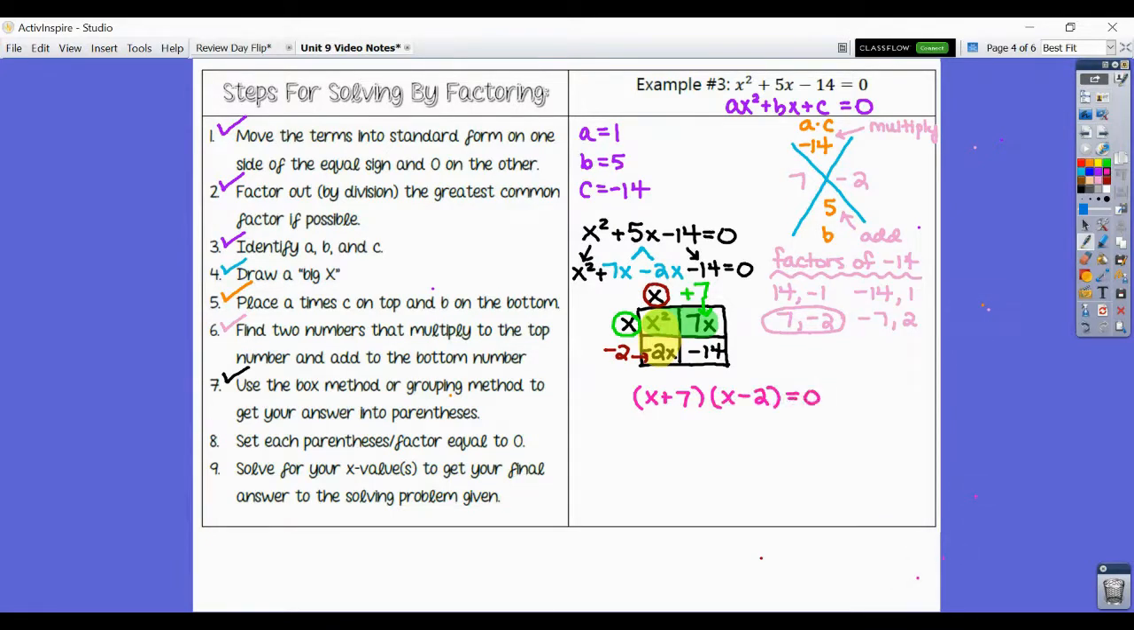I set that equal to 0, and then each parentheses gets equal to 0. That is step number 8, which I will then solve for. To get x by itself on the left side equation, it's going to be subtracting 7 away because opposite of addition is subtraction, leaving me with x minus 7 on the left. And on the right, I must add 2 to each side, giving me x equals 2. Your final solution set, what you write as your final answer, is going to be negative 7, comma 2 in those squiggle parentheses. Let's try 2 more.